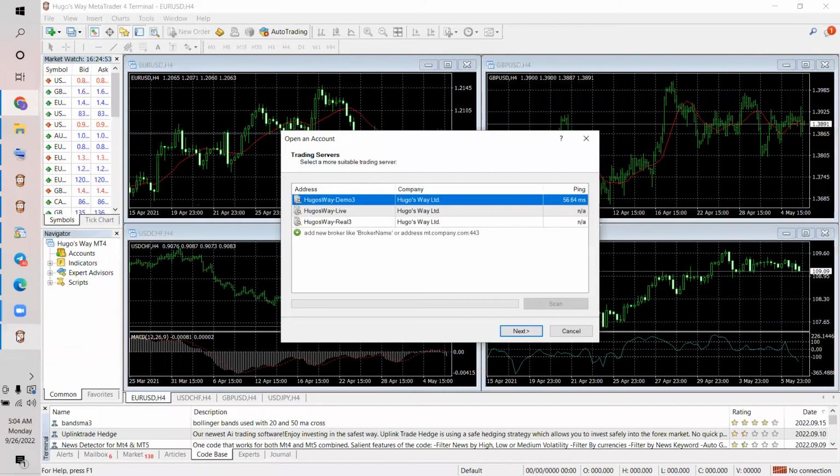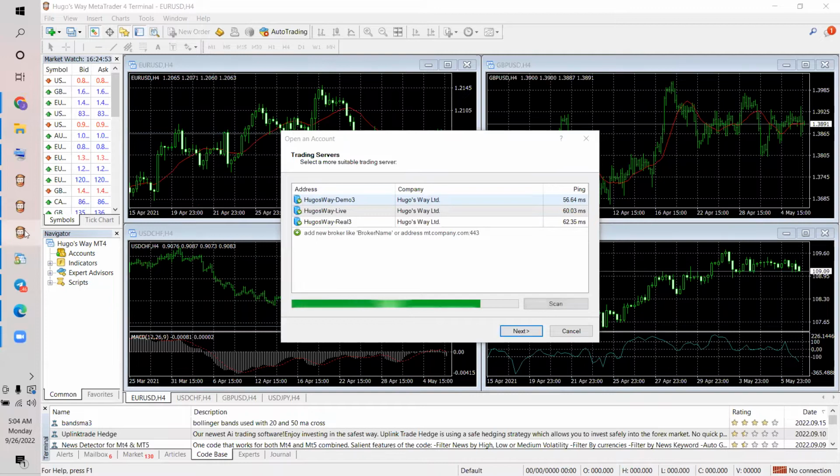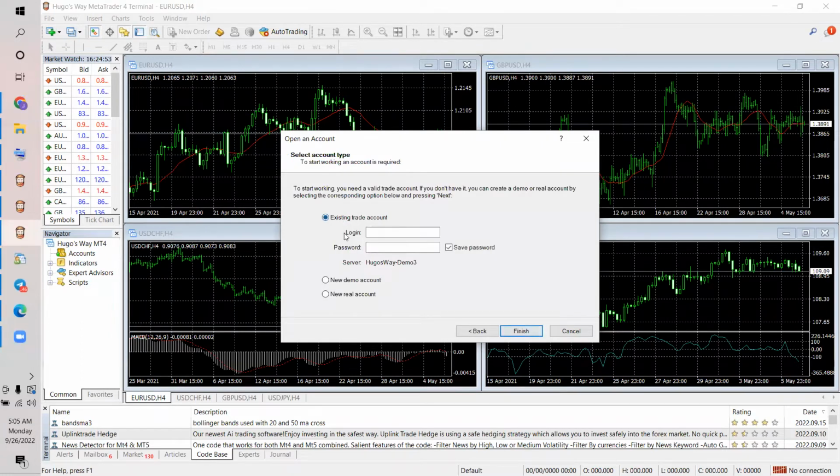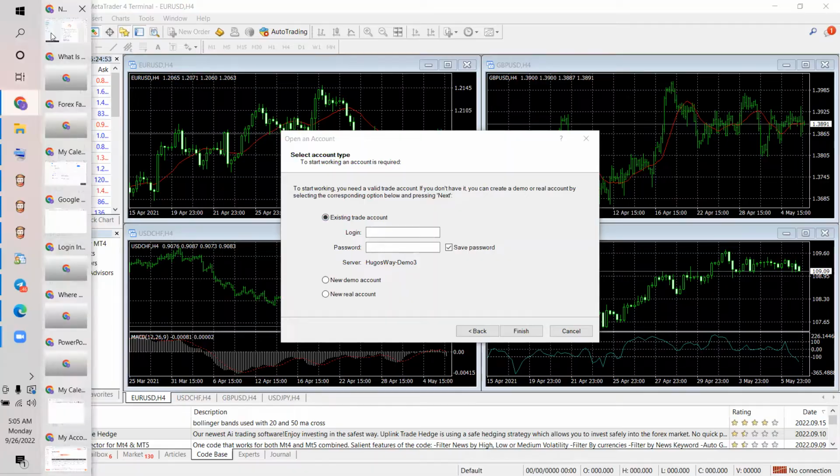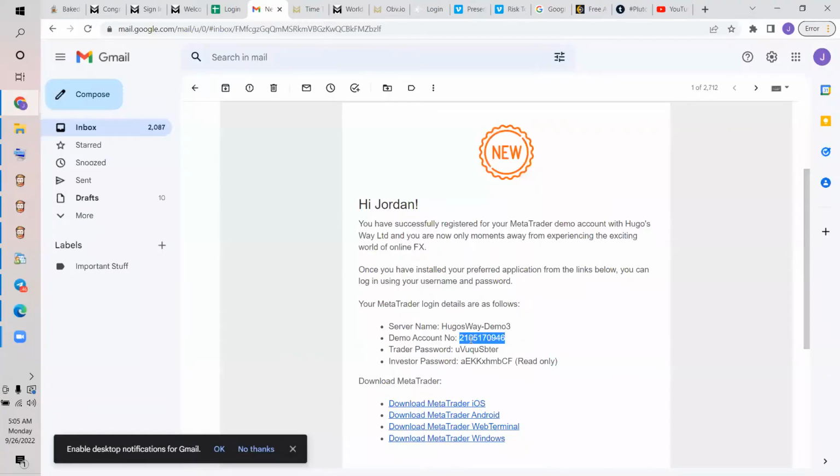Okay, so here's our third Hugo's Way program. We'll drag that all the way to our taskbar right here. I'm also going to right click on this program and left click pin to taskbar, so I can have it for easy selection, easy access. Then I'm going to access the Hugo's Way Demo 3 trading server, go into my existing trade account, and log into my demo account.